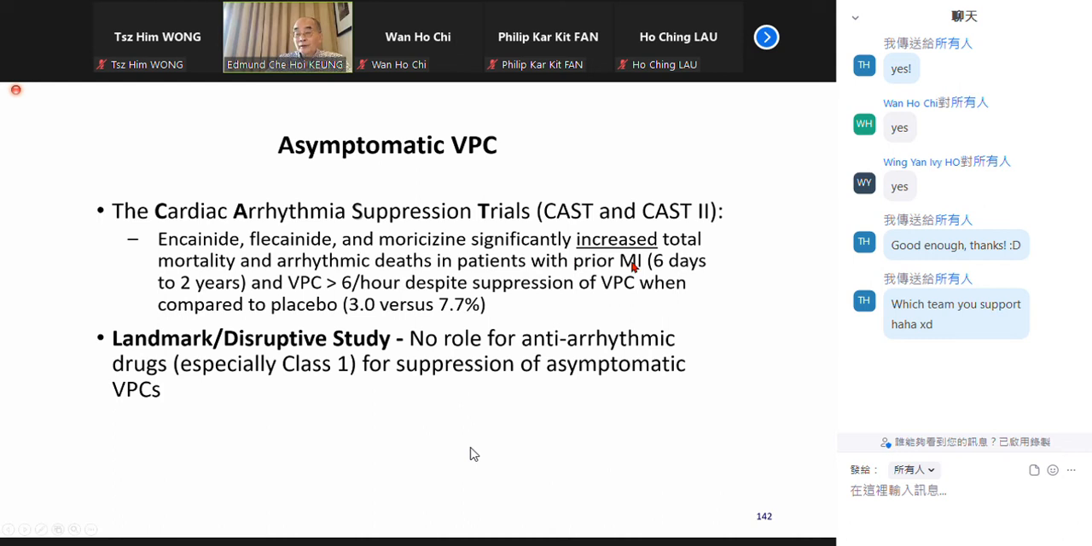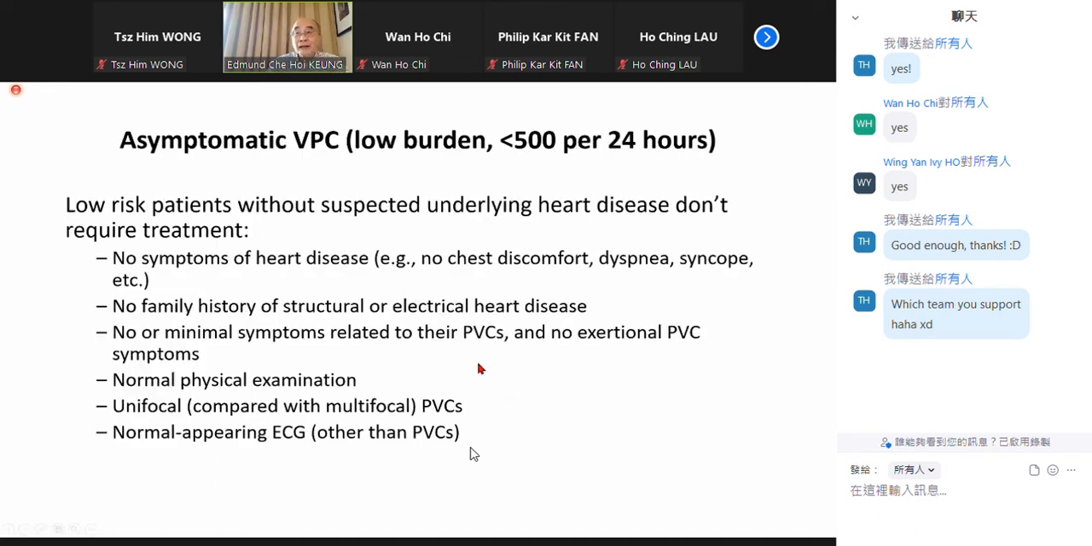Now, this group of patients had prior MI. It was so disruptive and a big surprise. It's actually a landmark study. After that, we expanded to any class 1 sodium channel blocker for just suppression of asymptomatic VPC. We don't do it, especially in someone with ischemic heart disease and poor LV function.